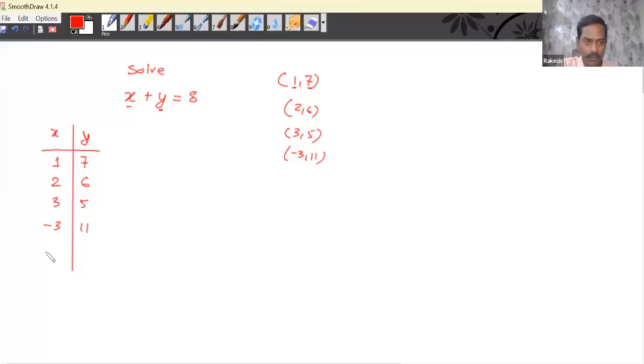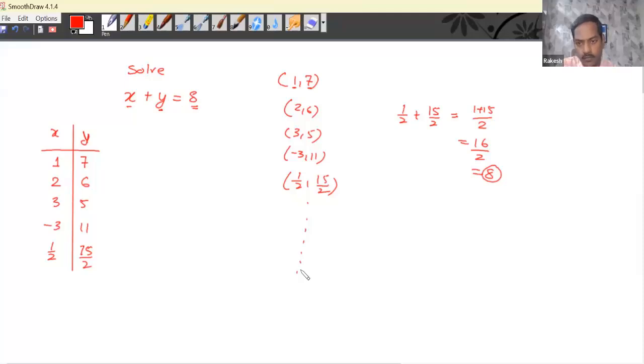I have taken positive, I have taken negative. I can take fractions also. For example, if I take the value of x to be 1 by 2, the value of y would be 7.5, which we can write as 15 by 2. So (1 by 2, 15 by 2) is also one of the solutions. You can check. If you add 1 by 2 and 15 by 2, with 2 as the common denominator, the numerator 1 plus 15 will make it 16 by 2, which is equal to 8, which is nothing but the RHS. This way I can have infinitely many solutions, right?